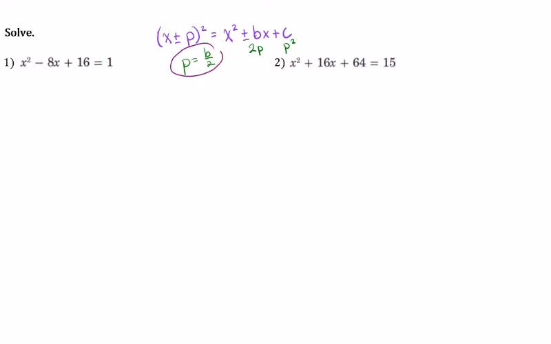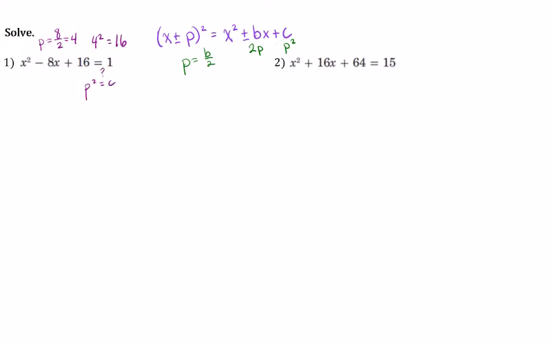So remember that the relationship is p is b over 2. First of all, we can check to see, is this a perfect square? We can first find p by taking b and dividing it in half. So p is 4. To see if it's a perfect square trinomial, we want to ask ourselves, does 4 squared equal 16? Or in other words, does p squared equal c? That's what we're looking for.